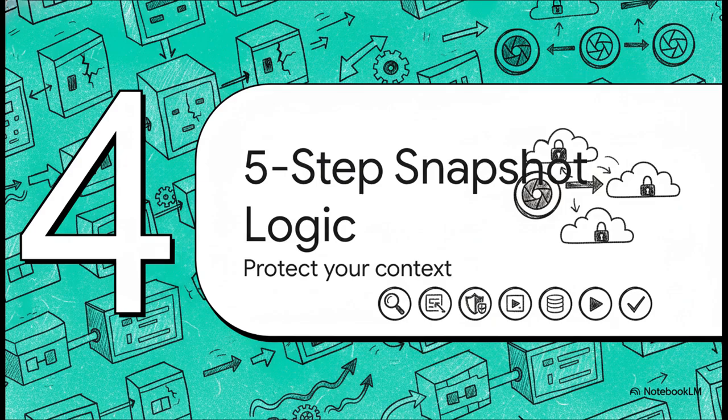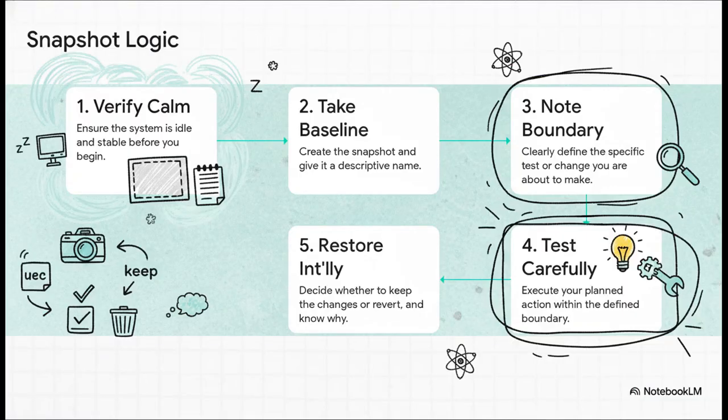We've talked about the why, so now let's get down to the how. Here is a simple 5-step process you can use every single time to put this into practice. It's going to make your testing way more rigorous and a heck of a lot less frustrating. Okay, let's walk through this. Step 1. Verify calm. Just make sure the system is idle, stable, nothing crazy is going on.